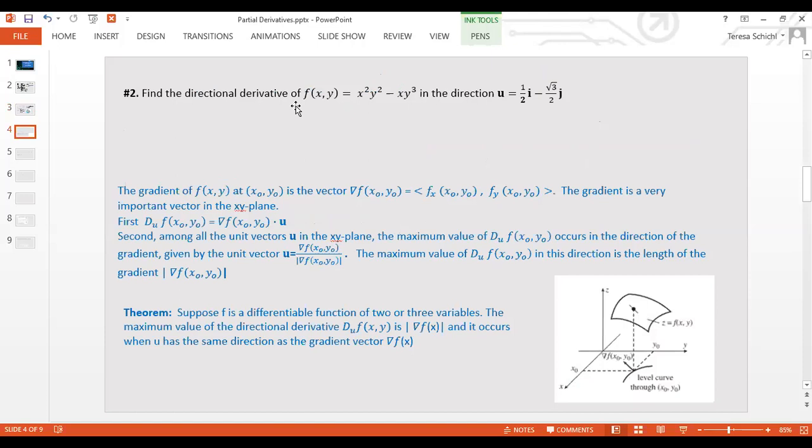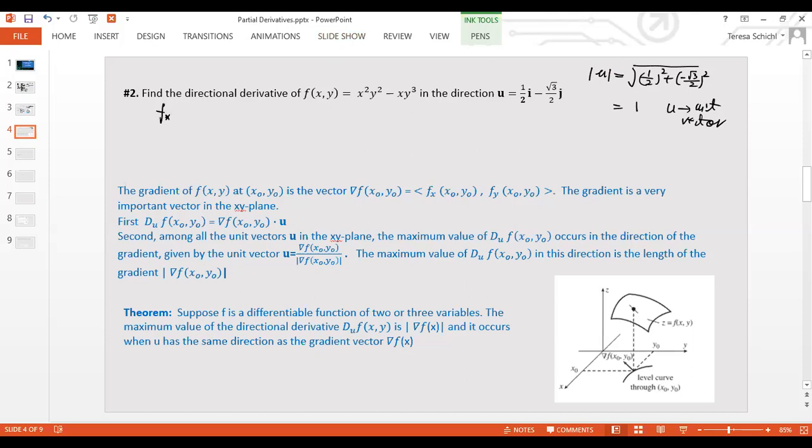Okay, so let's try to do a mechanical one here. Let's say find the directional derivative in the direction of u. First, let's check the length of u. The length of u is the square root of (1/2) squared plus (negative 3/2) squared, so this will be 1. So I know u is a unit vector here. Because u is a unit vector, I can use what we just derived.